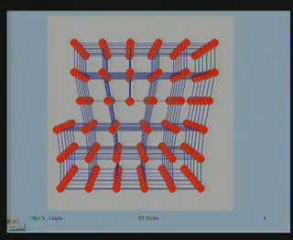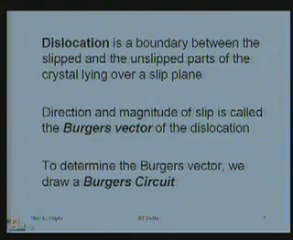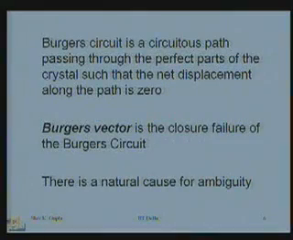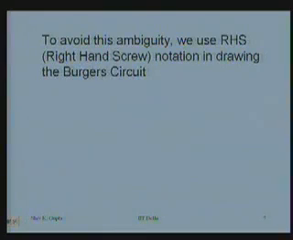Then the direction of the Burgers vector will be determined by the choice of that edge dislocation vector, the T vector, yes. It will depend upon that obviously. We shall see what it results in actually. So we were here, Burgers vector is the closure failure of the Burgers circuit, and there is a natural cause for ambiguity as we discussed, right? And to avoid this ambiguity, we use the right hand screw notation in drawing the Burgers circuit. That's what I explained just now. Then I have no ambiguity. Alright, let's see what it results in.